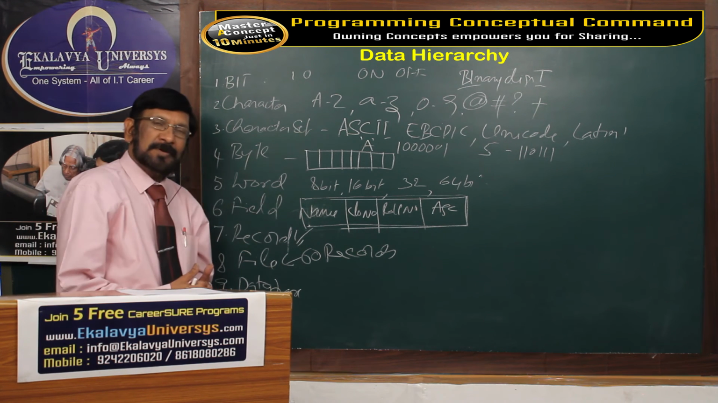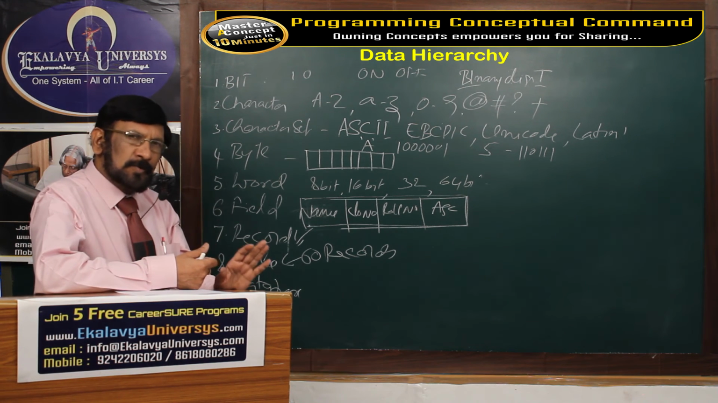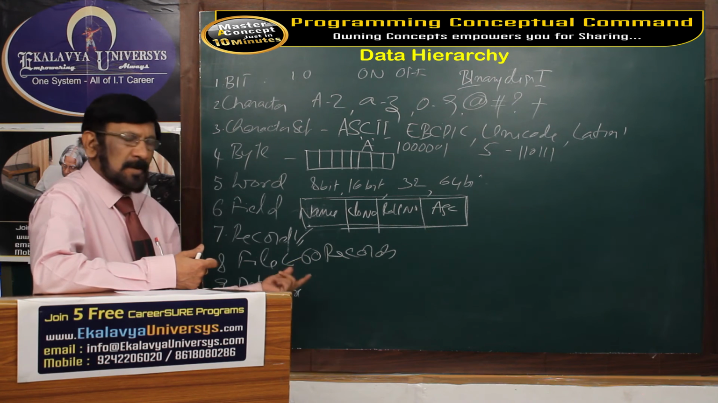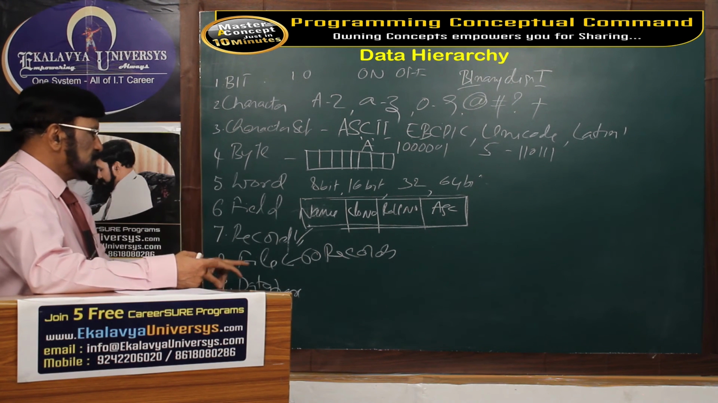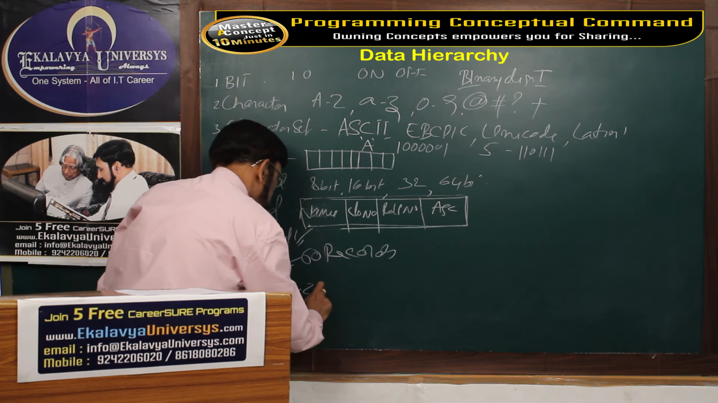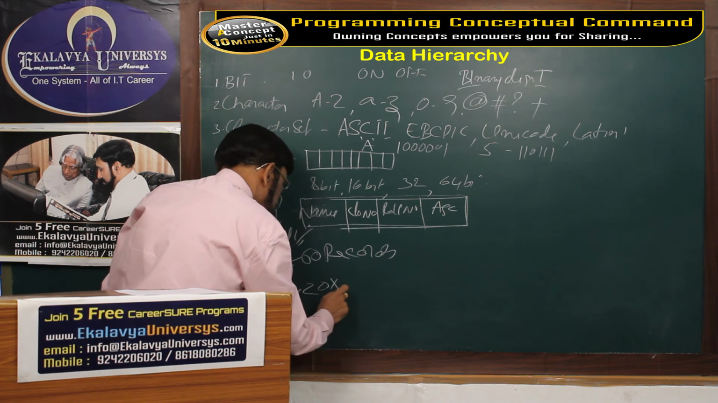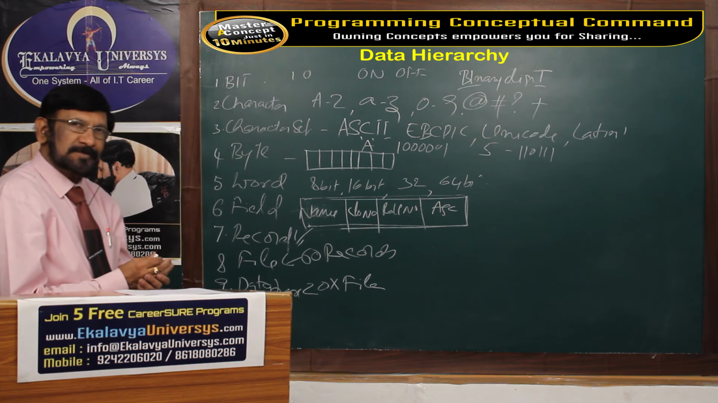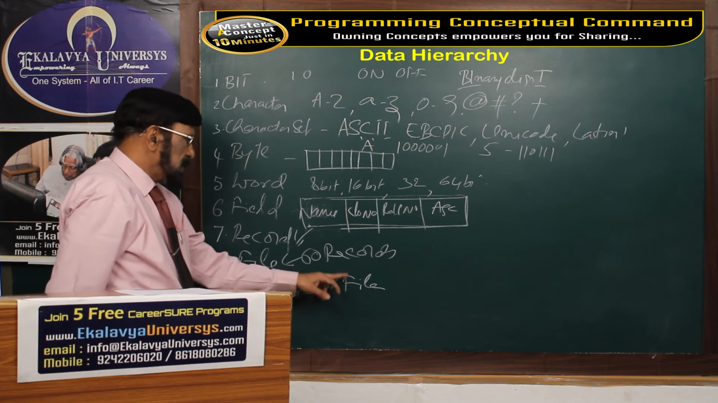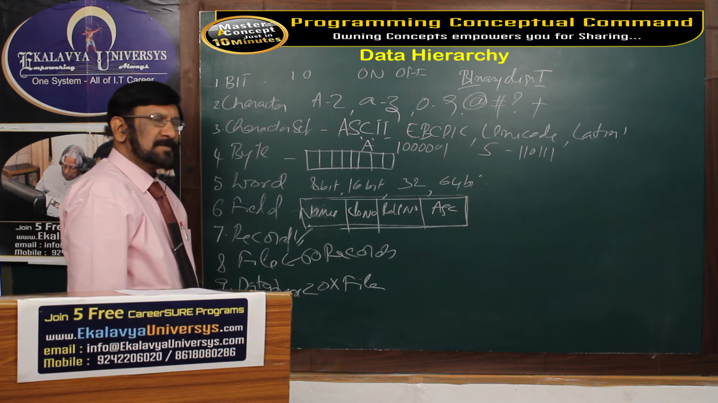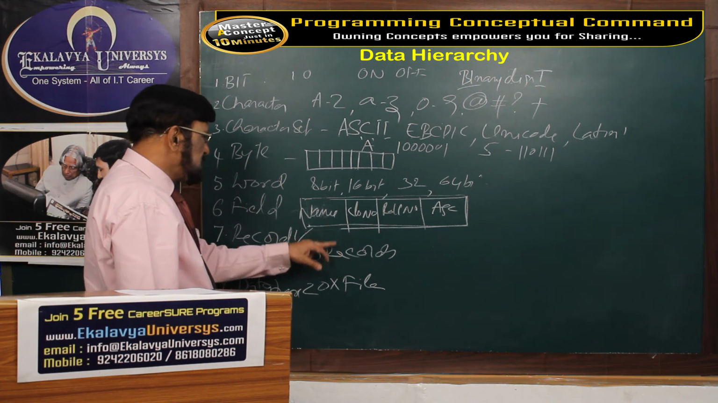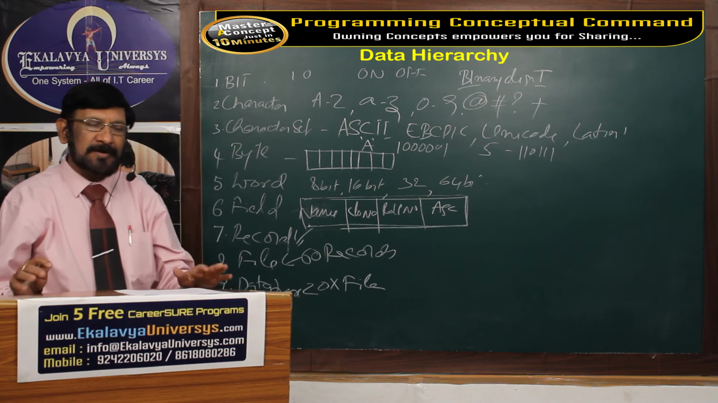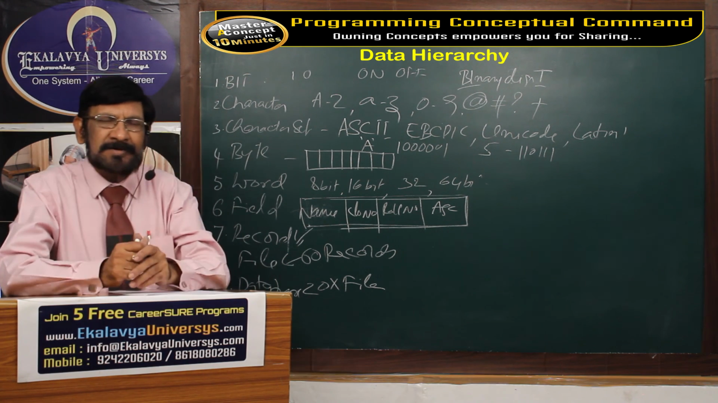Next, database. In your school 20 classes are there, each with 60 students, so 20 files are required. That is a database. Each file is having 60 records, and each record is having 4 fields. In this manner, you have to understand. You should have a basic understanding of this.